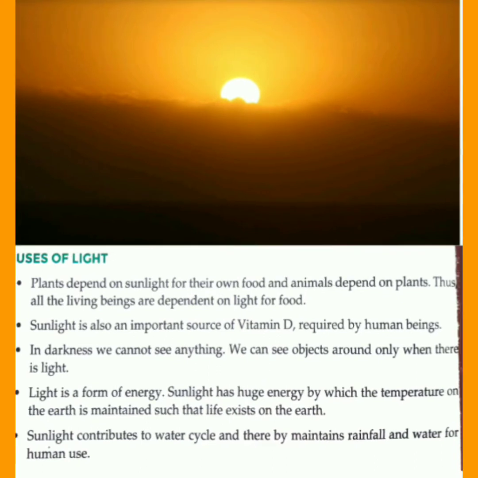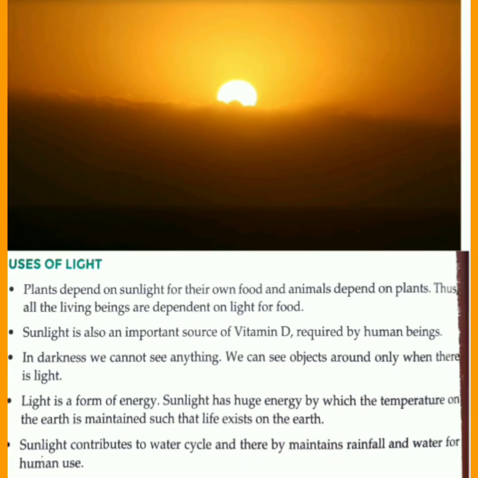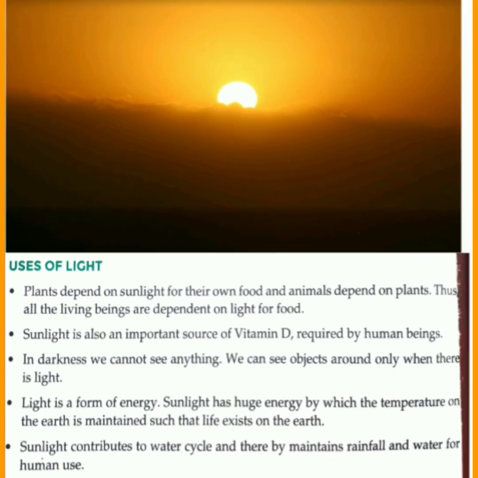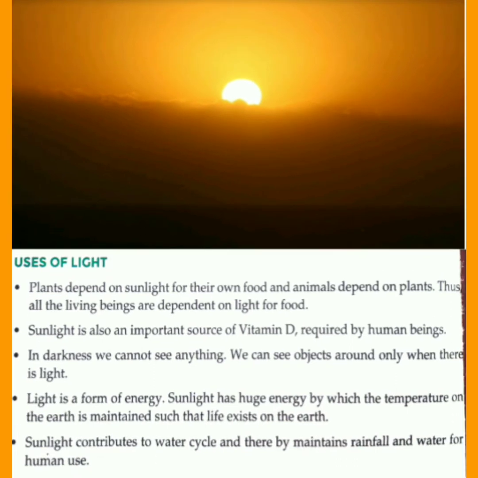Sunlight even plays a major role in the water cycle. Due to the sun's heat, the water evaporates, forms clouds, and comes down as rain, and that water is used by humans and also maintains the groundwater level.